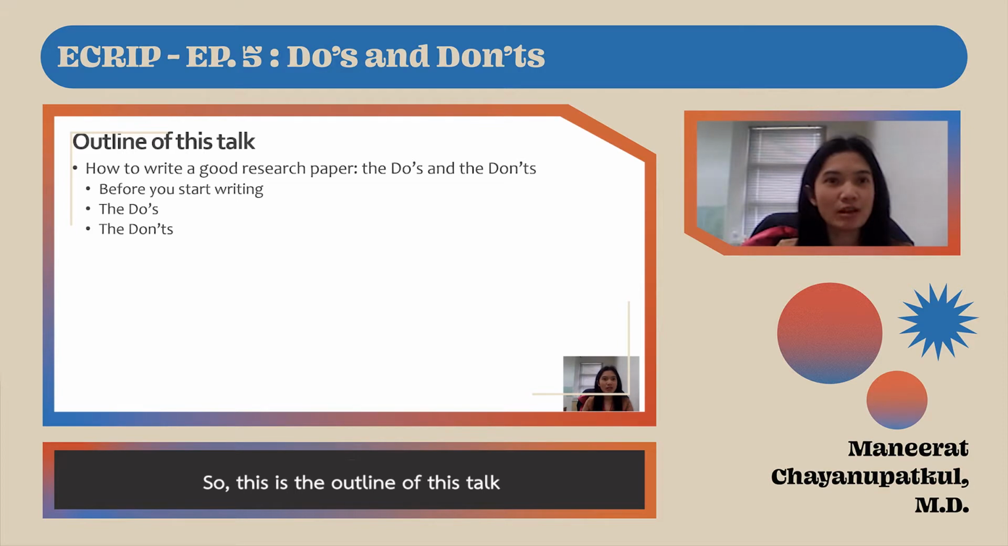So this is the outline of this talk. I'm going to talk about how to write a good research paper, the do's and the don'ts. We will start out with what you should do before you start writing a research paper. And then I will go into detail about the do's and the don'ts of each section of a research paper.